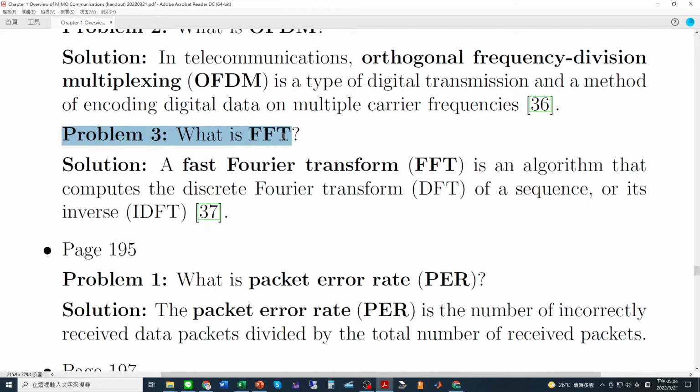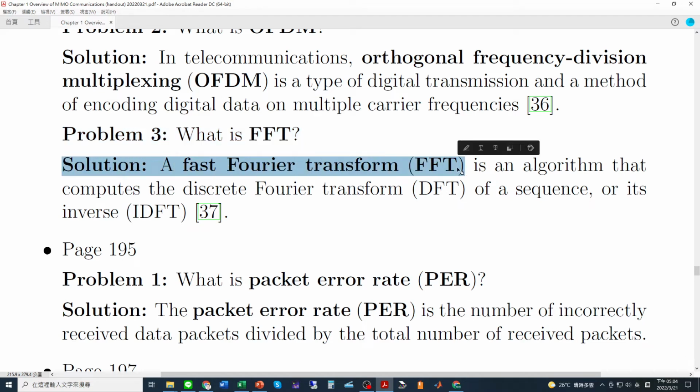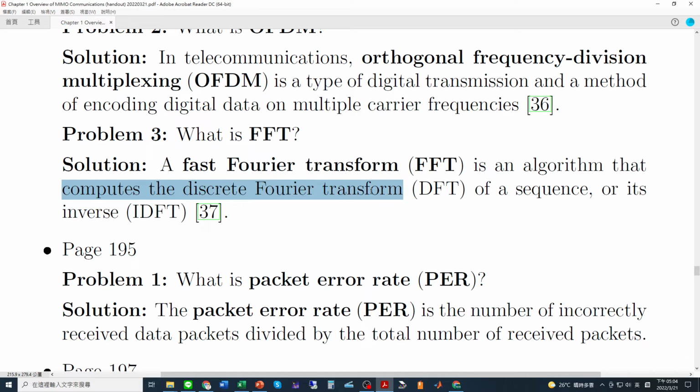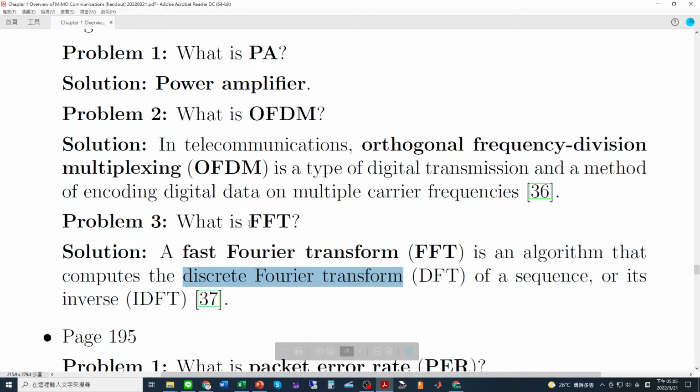Problem 3. What is FFT? Solution. A fast Fourier transform FFT is an algorithm that computes the discrete Fourier transform DFT of a sequence or its inverse IDFT. Okay, here IDFT means inverse discrete Fourier transform. Okay, if you want to know more about the OFDM and FFT, you can take the course OFDM-A offered by Professor Zhongxian Liu.